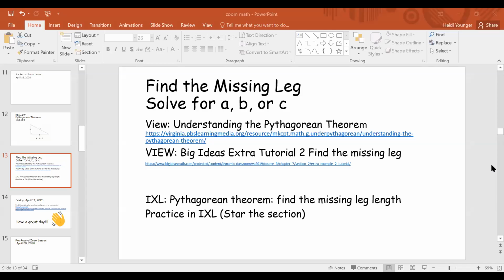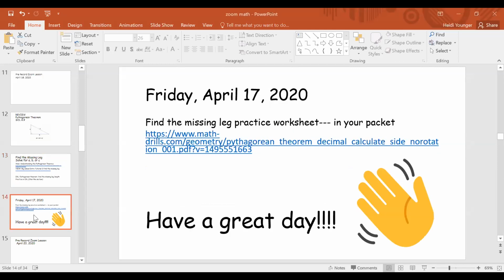And as always, please make sure that you are trying your best when you are doing your different lessons. If you have any questions, you can certainly have your parents email me. For tomorrow's practice, Friday, April 17th, there is a Finding a Missing Leg practice worksheet in your packet that you can practice on as well. Again, try your best with everything that you do each day.